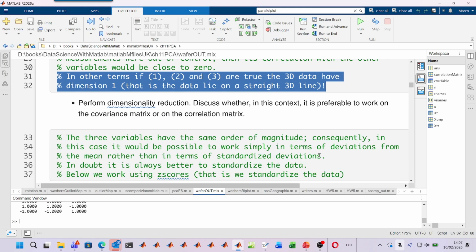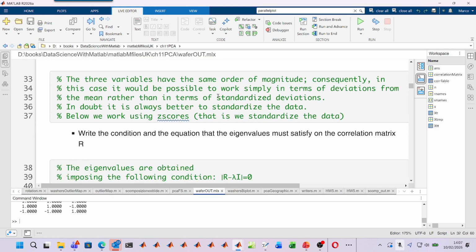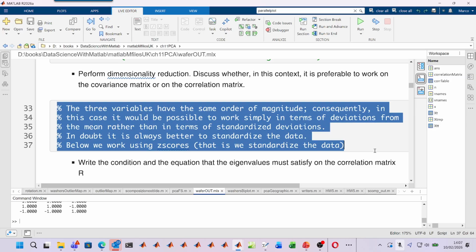Now, perform dimensionality reduction. Discuss whether in this context it is better to work on the covariance or on the correlation matrix. And this is just what I mentioned before. In doubt, we standardize. Right. Unless it is explicitly said, we standardize.